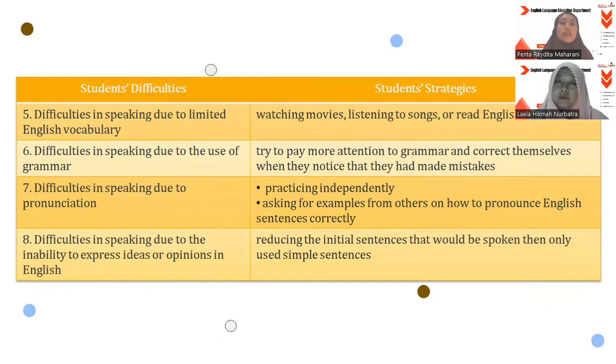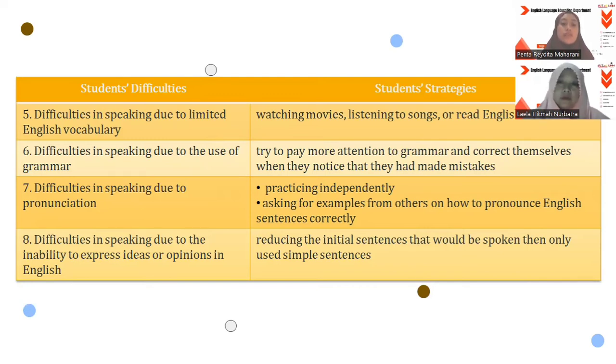For the fifth difficulties faced by students related to limited English vocabulary, the student used watching movies, listening to songs, or read English books as their strategies to cope with the difficulties. For the sixth difficulties related to the use of grammar, the student tried to pay more attention to grammar and correct themselves when they notice that they have made mistakes.